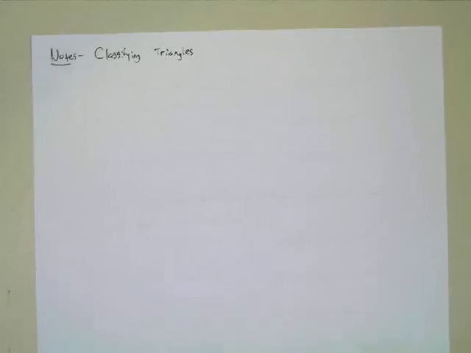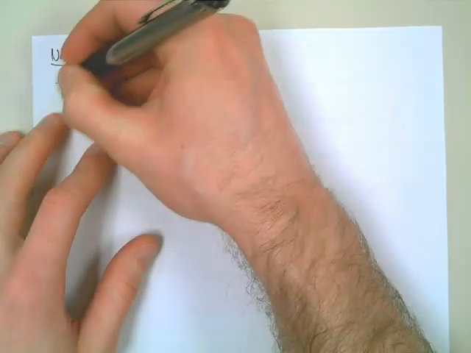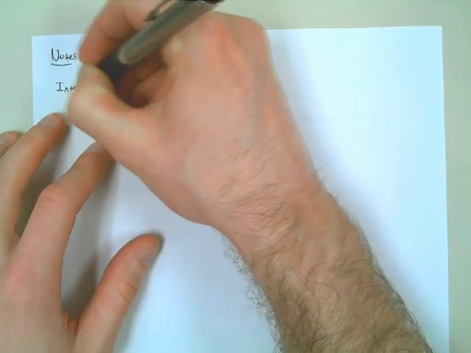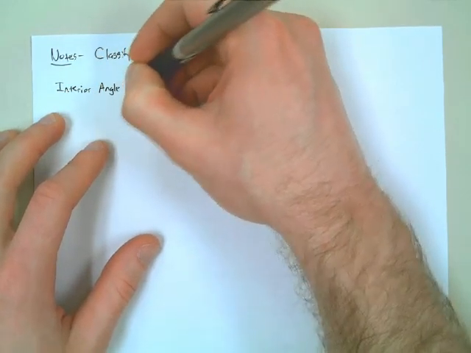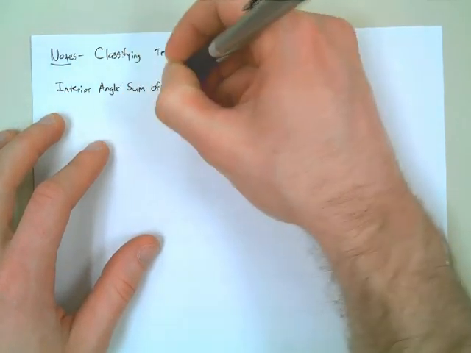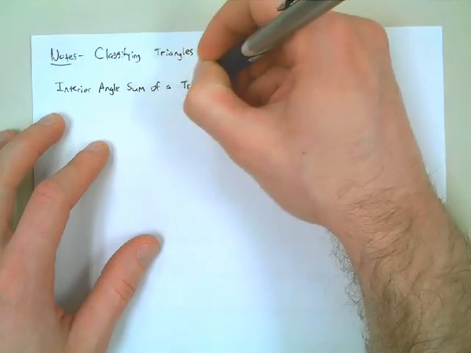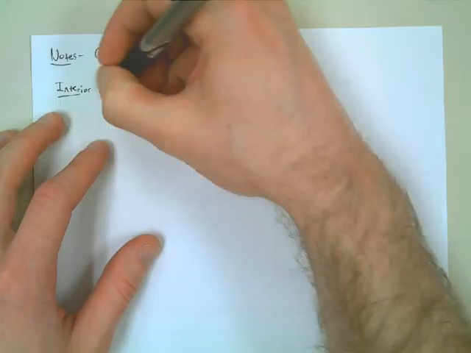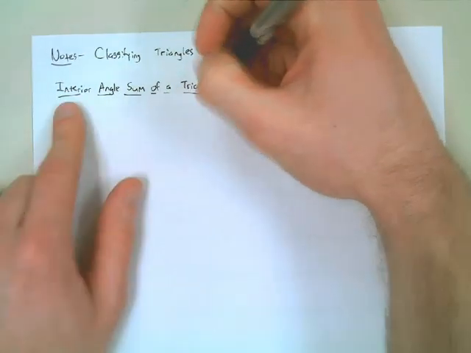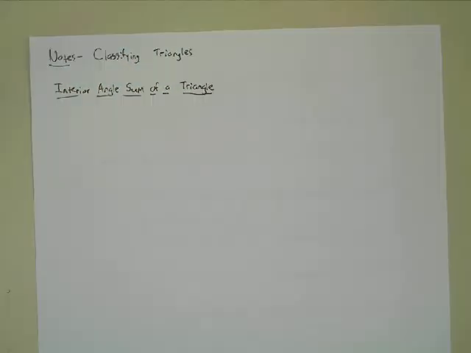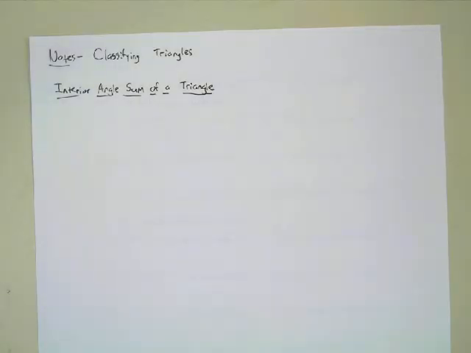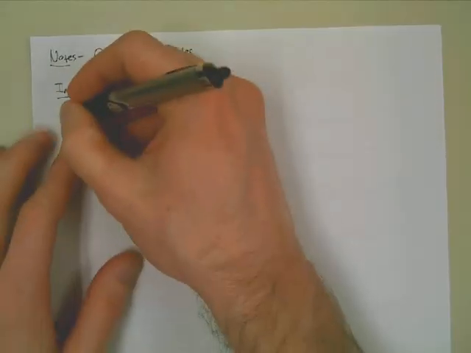Okay, so this will be on tomorrow's quiz. First of all, let's just remember that this is true for all triangles in our geometry: the interior angle sum of a triangle. What is the interior angle sum of any triangle that we deal with here? What do you say? 180 degrees? All right.